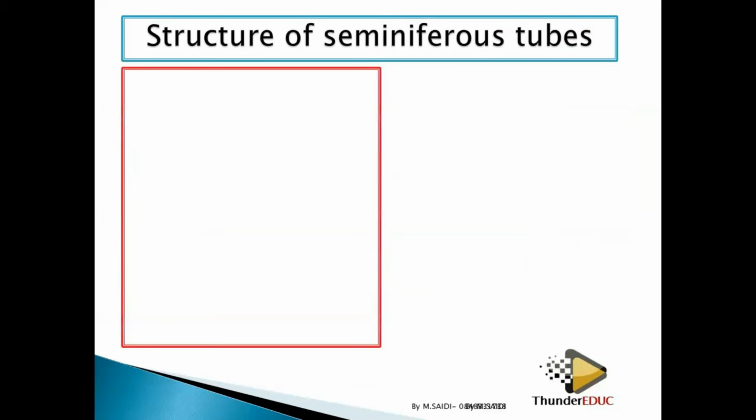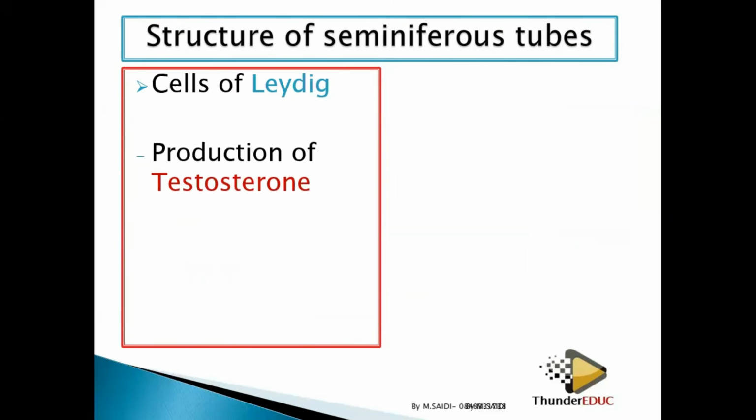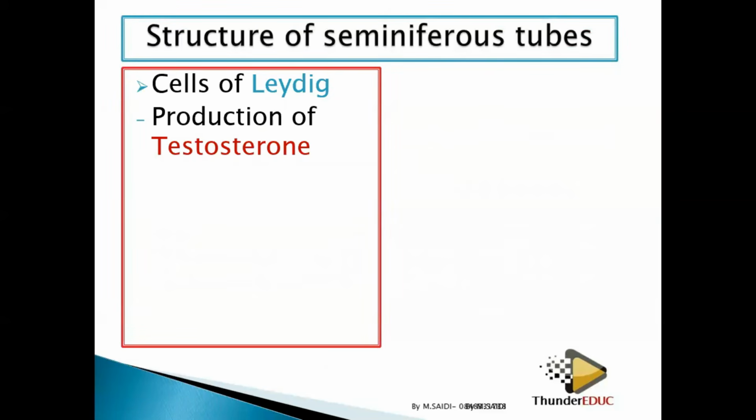So where are the sperms being produced from, which we call the seminiferous tubes? So let's look at the simple structure of seminiferous tubes, and the things which you need to know about them. The first thing you need to know about the seminiferous tube is the cells of Leydig. What is the function of the cells of Leydig? This is very important for production of testosterone. We have seen the function of testosterone: it is very important in secondary sexual characteristics, and also very important in the maturation of the sperms. So testosterone originates from the cells of Leydig.